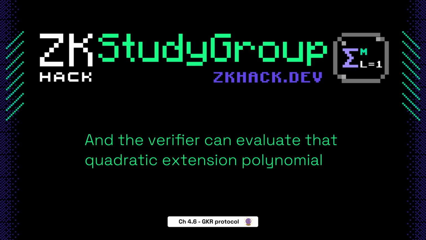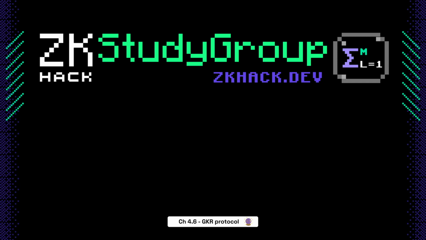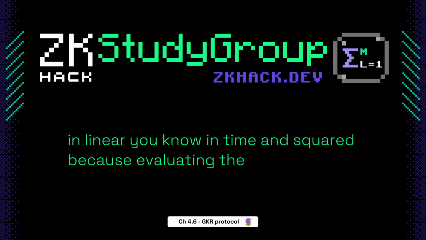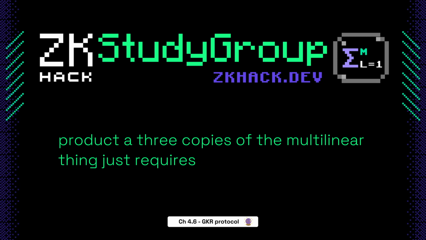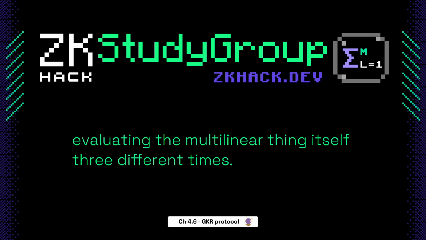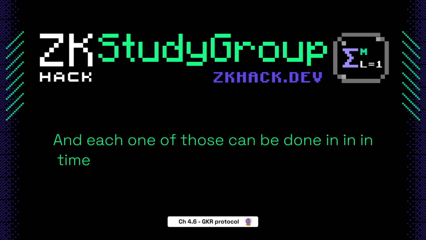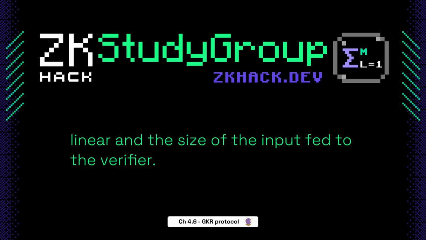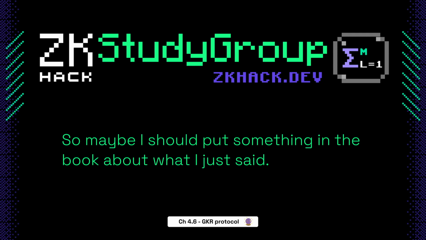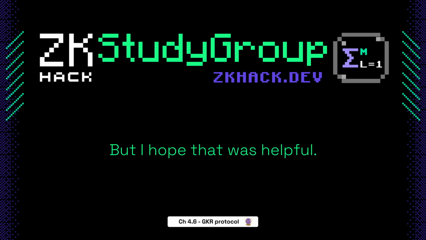And the verifier can evaluate that quadratic extension polynomial in time n squared, because evaluating the product of 3 copies of the multilinear thing just requires evaluating the multilinear thing itself 3 different times. Each one of those can be done in time linear in the size of the input fed to the verifier. So maybe I should put something in the book about what I just said, but I hope that was helpful.